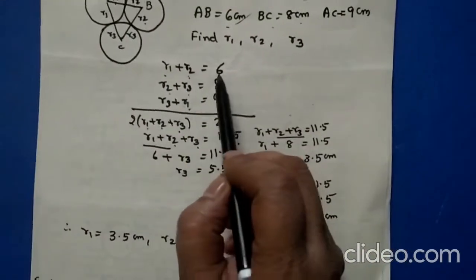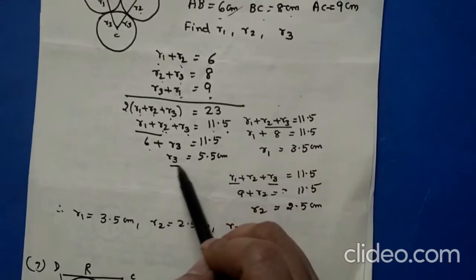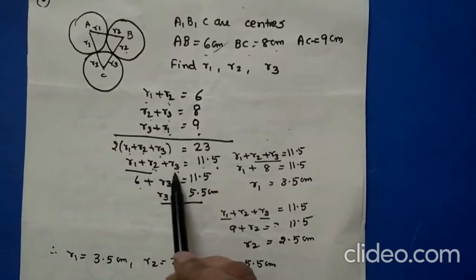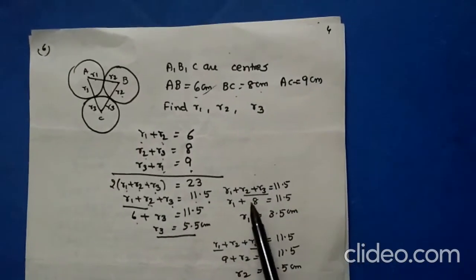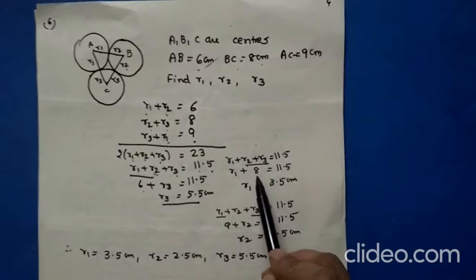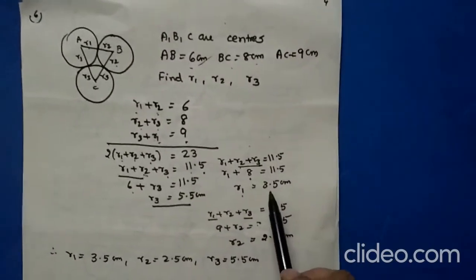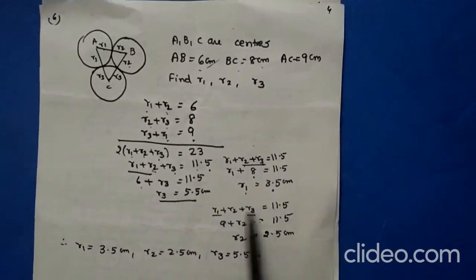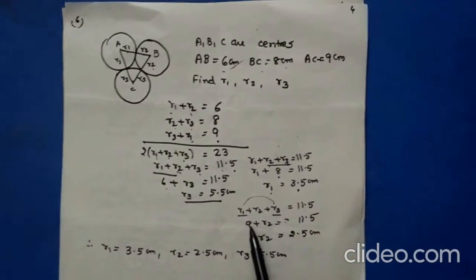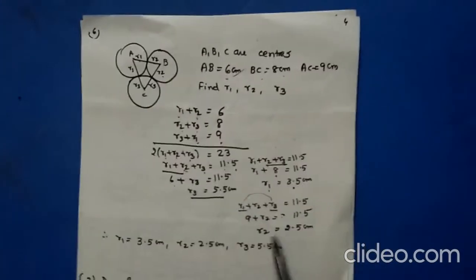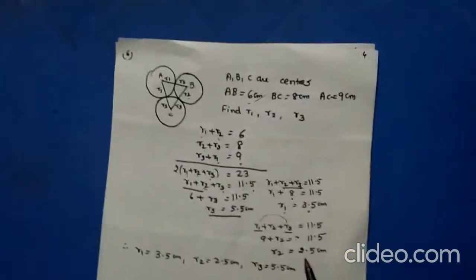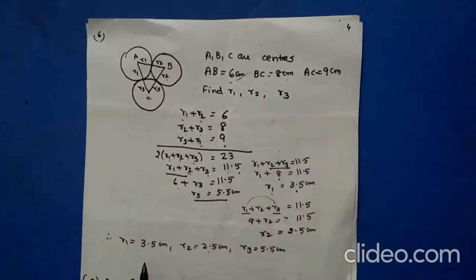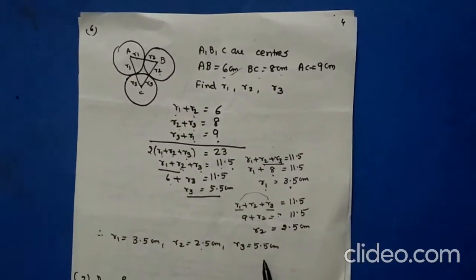Now we know R1 plus R2 is 6 centimeter. Substitute, you get R3 is equal to 5.5 centimeter. In the same way, R1 plus R2 plus R3 is 11.5. Substitute R2 plus R3 as 8 centimeter. You get R1 is equal to 3.5. Similarly, R1 plus R2 plus R3 is 11.5, but R1 plus R3 is 9 centimeter, so 9 plus R2 is 11.5. R2 is equal to 2.5. Therefore, the radii are 2.5 centimeter, 3.5 centimeter and 5.5 centimeter.